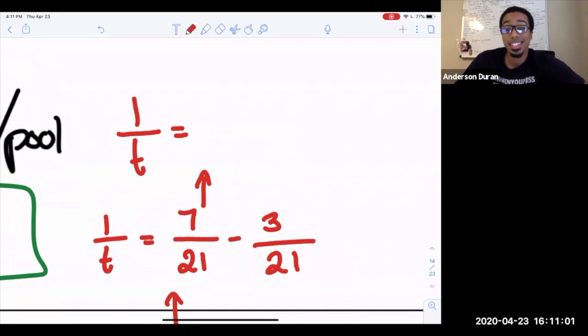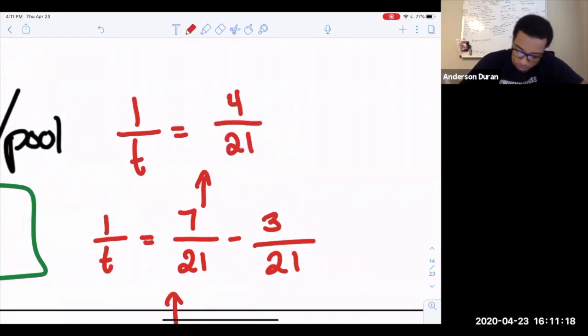Kristen says 4 over 21. So does Gail. Looks like we might have a consensus. Who agrees with that? It can't just be a two-person show. There we go. Yep, 4 out of 21. Because again, you leave the denominator the same and you simply subtract the numerators. So now we have 4 over 21. So 1 over t equals 4 over 21.